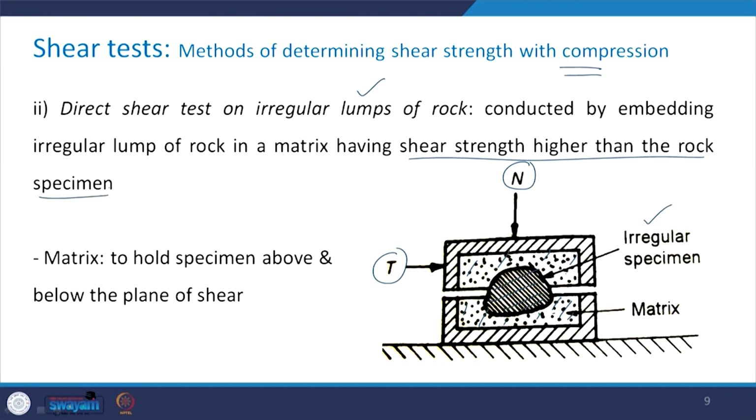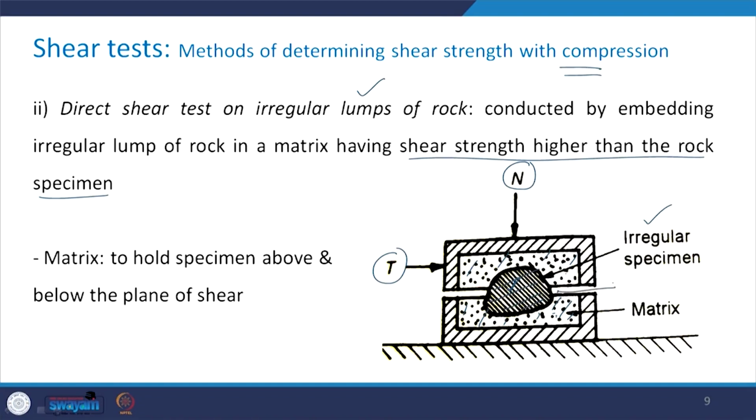Reason being that if the shear strength of this matrix material is less than that of this rock specimen, what will happen? When the shear force is applied, this matrix material will fail first rather than the specimen. Therefore, the strength characteristic that we will obtain from the test will be of the matrix and not of the specimen that we want to test. So, the matrix is used to hold the specimen above and below the plane of the shear.